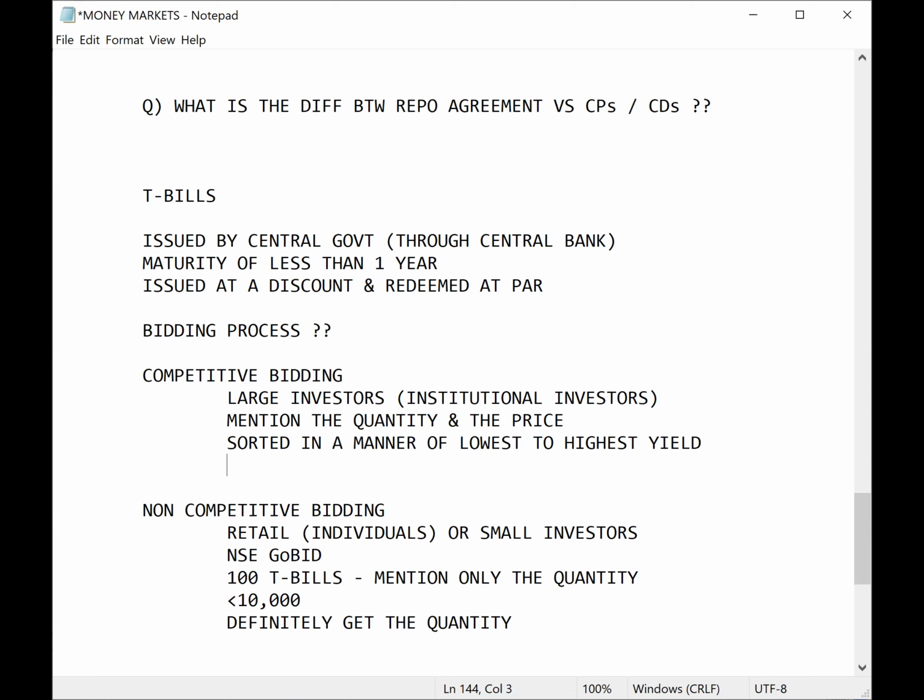Maybe not everybody would get the quantity here, unlike non-competitive bidding where you would get your required quantity for sure. So here you may get the T-bills, you may not get the T-bills based on the price which you have mentioned. Okay, are we clear with this, guys? Yes. So can you explain the sorted part again? Sorted in a manner of lowest to highest yield. Okay, I'll show you guys. It's difficult to explain like that. Just give me one second.